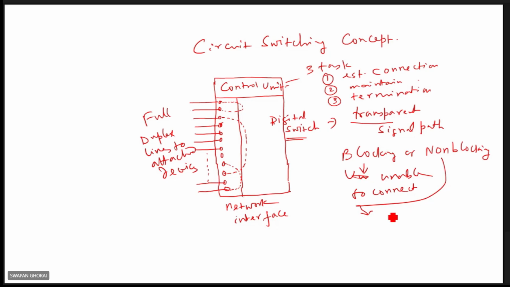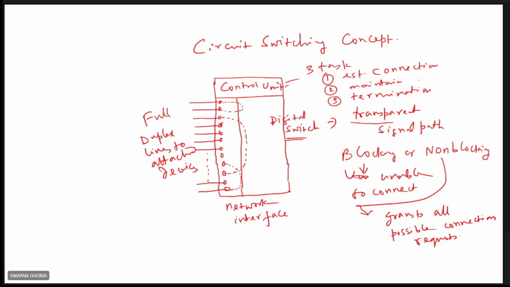So the non-blocking case permits or grants all possible connection requests. We'll see examples that will make it more clear. During establishment, a test is made whether the called party is busy or free to accept data.